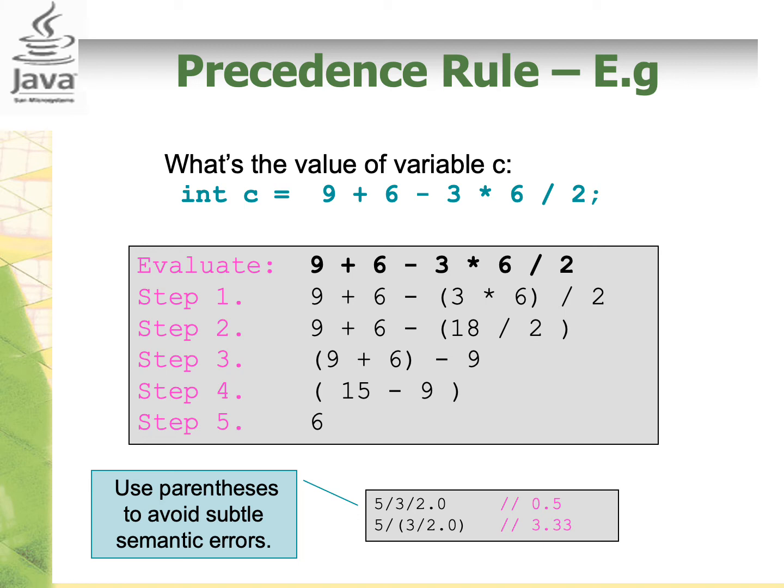Say that if we have 5 divided by 3 divided by 2.0, we should use parentheses to avoid subtle semantic errors because it will evaluate 5 divided by 3, then only the value 5 divided by 3 will be divided by 2.0. If we want it to do 3 divided by 2.0 first, it should be written within parentheses as it forces the order.